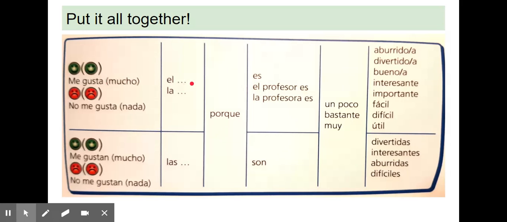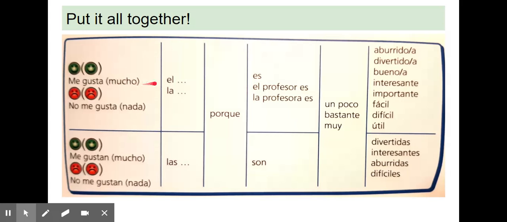Me gusta mucho el español. I've linked it with because, porque, and then I've given a reason. Es interesante. It's interesting. If you wanted to get to excellent, you would need to do what I just did and then maybe add some information about your teacher. So let's see, it might look like this.